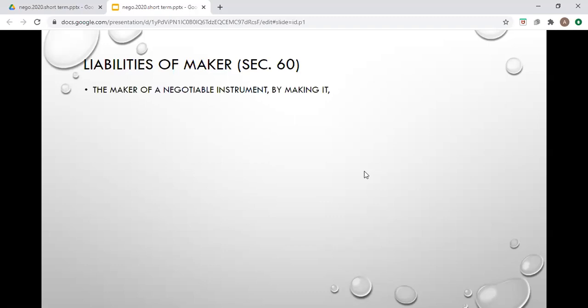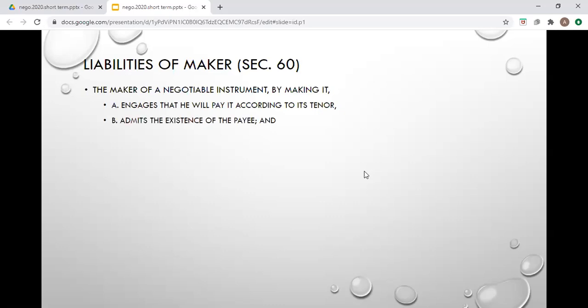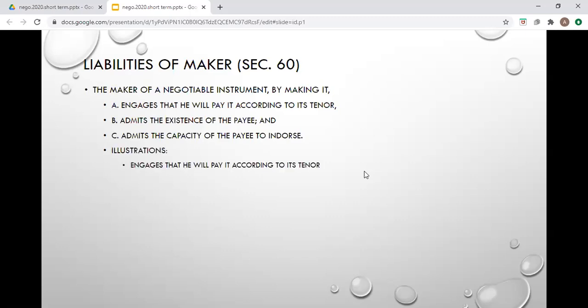So let's take a look at the person primarily liable, the liability of a maker. The maker, in making that instrument, engages that he will pay it according to its tenor. He likewise admitted the existence of the payee and likewise admitted the capacity of the payee to endorse the instrument. So if you notice, the liability of our maker here is according to the tenor of the instrument. So what is this tenor of the instrument? The tenor of the instrument actually refers to the amount that is appearing on the face of your promissory note. So take, for example, the following.